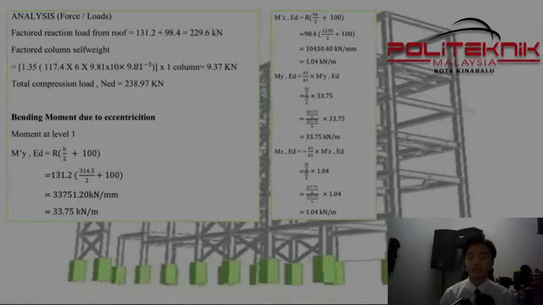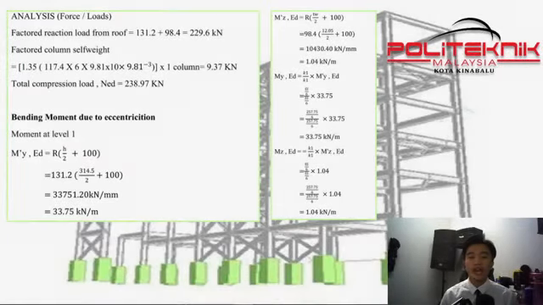For our analysis forces or loads, as you can see here, the total compression load, which is our NED, is 238.97 kilonewton. For our bending moment due to eccentricity at moment on level 1, M prime Y,ED is 33.75 kilonewton and M prime Z,ED is 1.04 kilonewton per meter, and our MY,ED is also 33.75 kilonewton, and our MZ,ED is 1.04 kilonewton per meter.